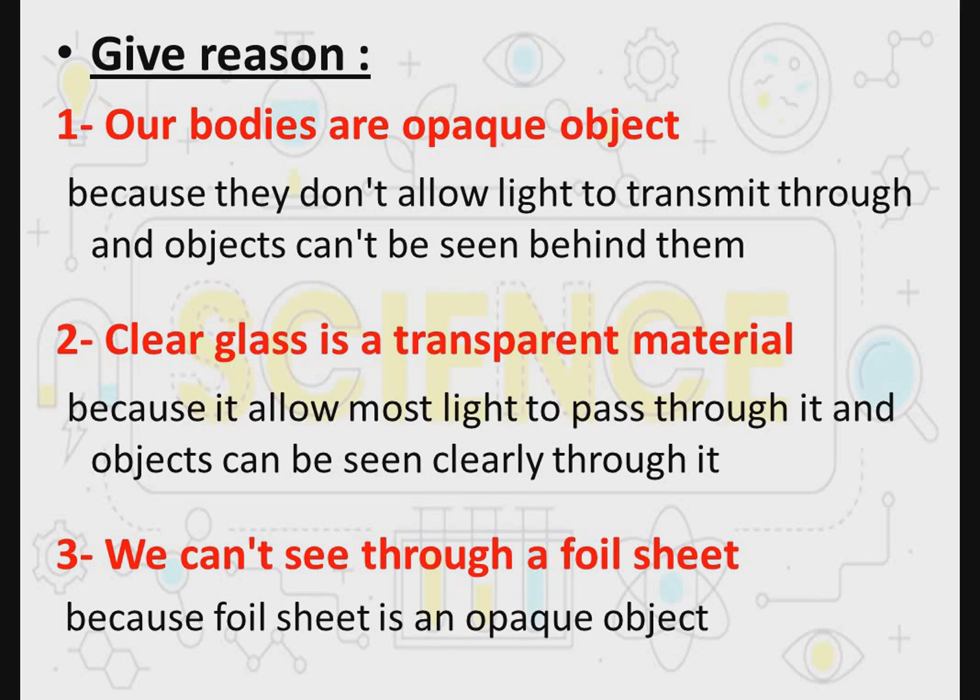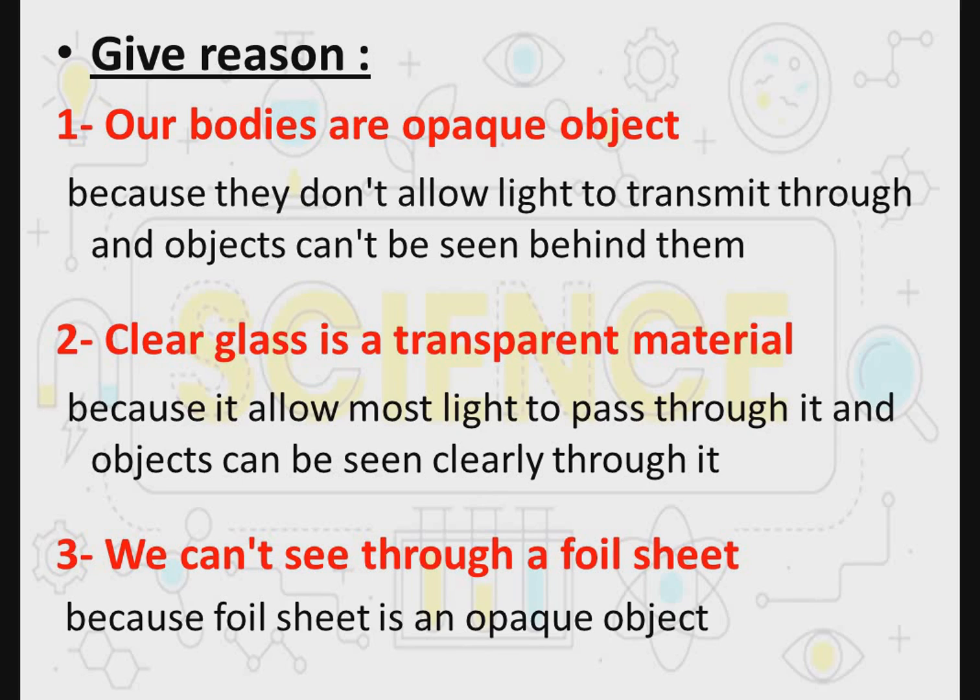What about the clear glass? Clear glass is a transparent material. We explained that transparent materials allow light to pass from one side to the other side. That's why you can see things behind clearly. So the answer will be because it allows most light to pass through and objects can be seen clearly.